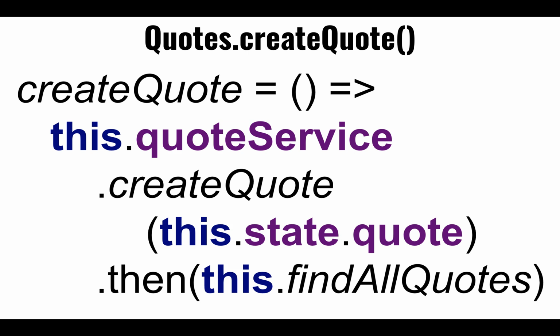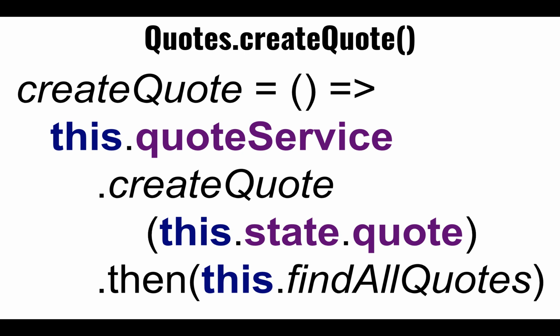When we click on the create button, we're going to call this function. And the function is going to use the service's create quote, which is going to send an HTTP post. And we're going to pass it as a parameter the quote object that we have in the state. It has a job title, it doesn't have an ID.